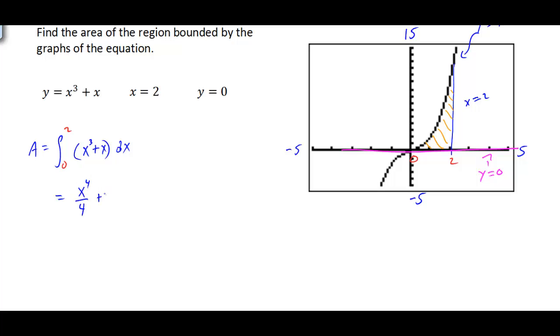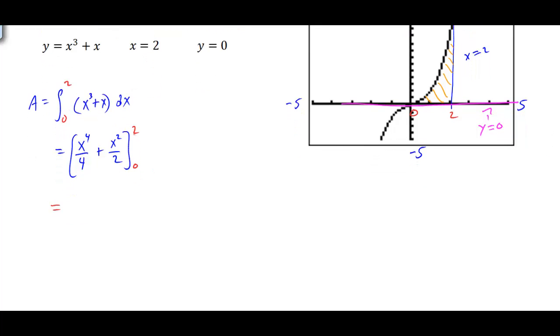plus x becomes x squared over 2, and then we have to plug in our limits from 0 to 2. Once we plug those in, we end up with 2 to the 4th over 4 plus 2 squared over 2. So we have 4 plus 2, since 2 squared over 2 is 2. Then it's minus the lower limit, so that's 0 plus 0. That all cancels out, so we end up with an answer of 6. That gives us the area bounded by these three functions. So this area is equal to 6.